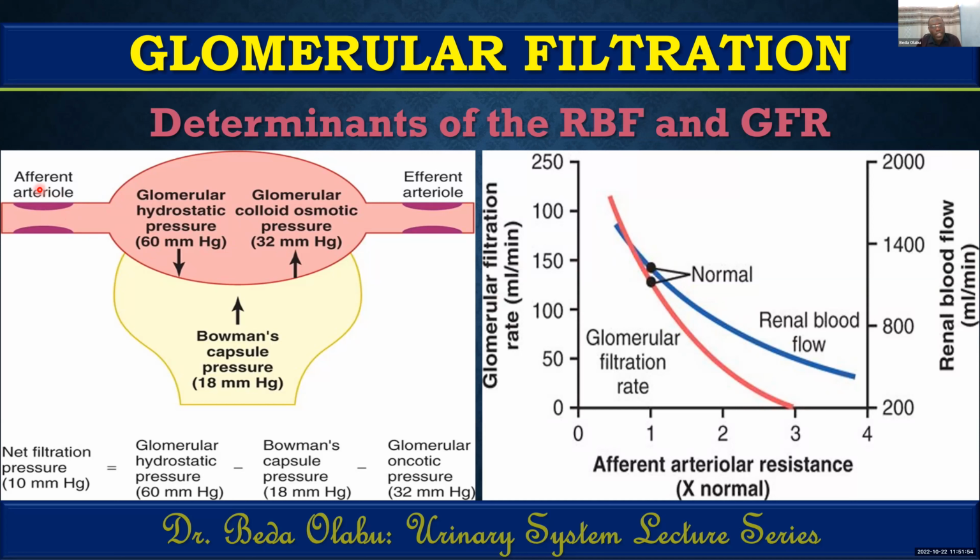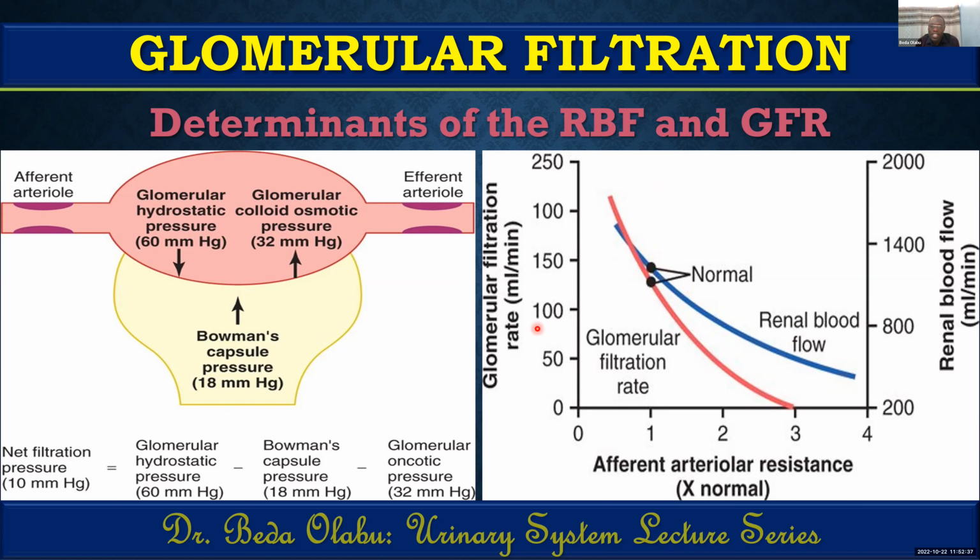However, if the resistance here is increased, which means there's vasoconstriction. So as we increase the resistance of the afferent arteriole, we reduce the renal blood flow. The renal blood flow reduces with increasing resistance of the afferent arteriole. Because of the reduction in the renal blood flow, we are going to have a subsequent reduction in the glomerular hydrostatic pressure. And because of that, we're also going to have a reduction in the rate of glomerular filtration.